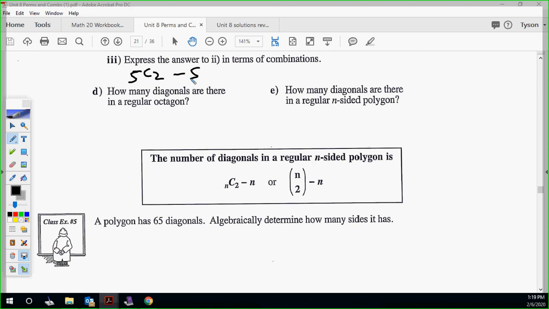So how many diagonals in a regular octagon? It'd be 8C2 minus 8. Okay. And then just the formula which we're coming up with, it'd be nC2 minus n, which they have right below there. Okay, and we'll just finish this last one here.